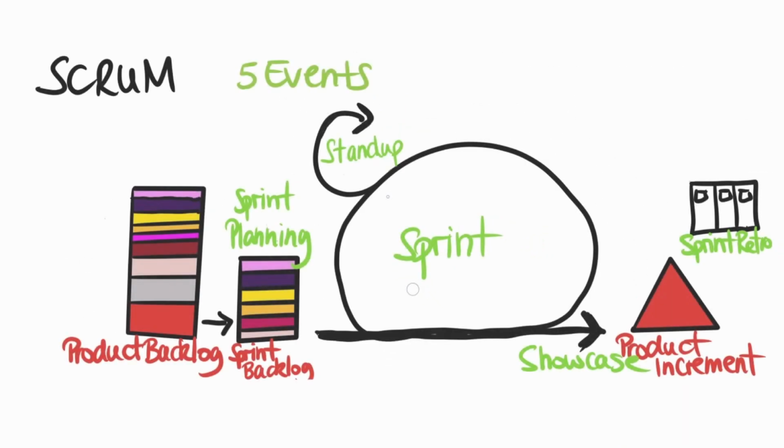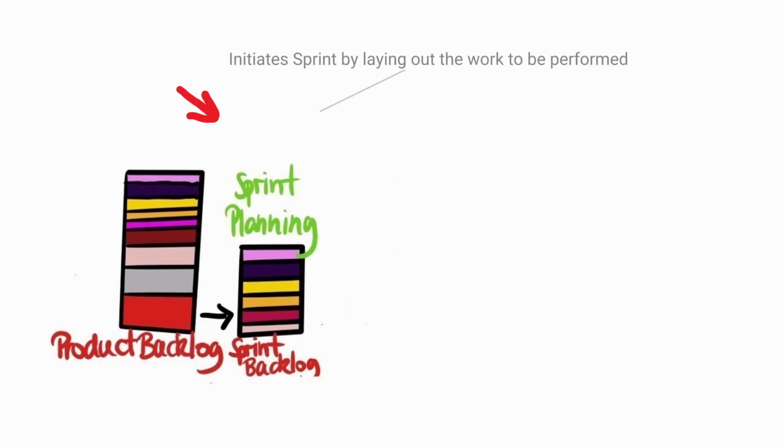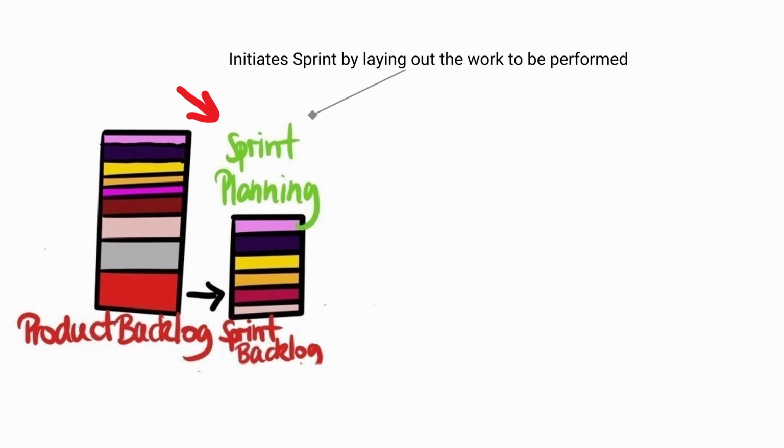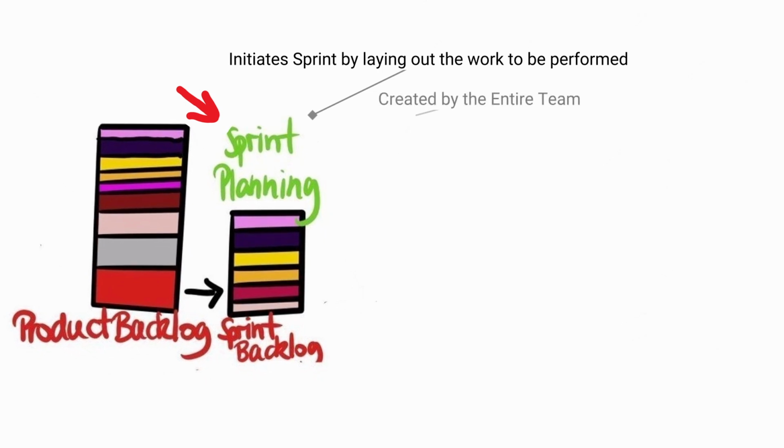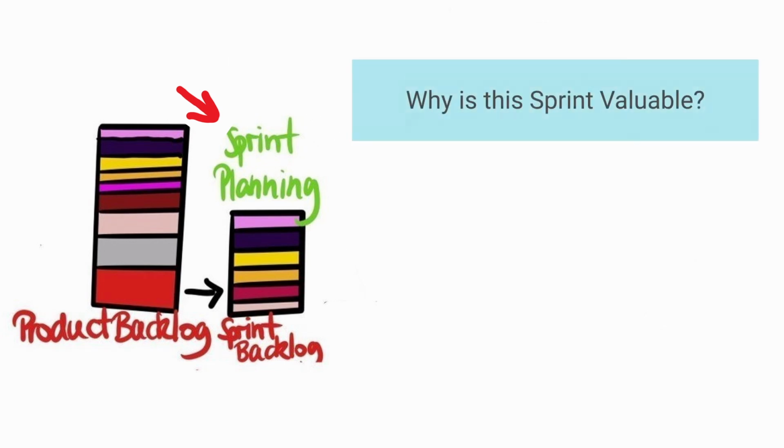Sprint planning. Sprint planning initiates the sprint by laying out the work to be performed for the sprint. The resulting plan is created by the collaborative work of the entire team. The following questions should be asked and answered. Why is this sprint valuable? The product owner proposes how the product could increase its value and utility in the current sprint. The sprint goal must be finalised prior to the end of sprint planning.